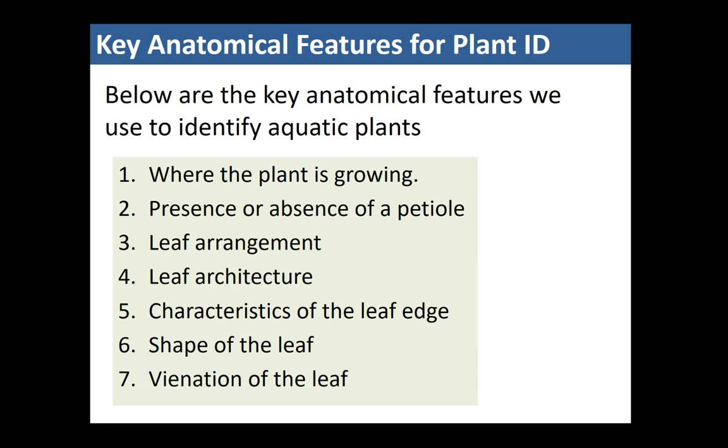So in this slide, we're looking at 7 anatomical features, and this is what I'm calling the key anatomical features. These are the anatomy of the plant that you really want to pay attention to when you're trying to identify it. And it's not necessary to address all of these features when you're trying to identify a plant. In fact, you may only need to look at 1 or 2 features. But we're going to go through each of these 7, ranging first of all from just where the plant's growing to differences in its leaf arrangement, in architecture or shape or the type of venation.